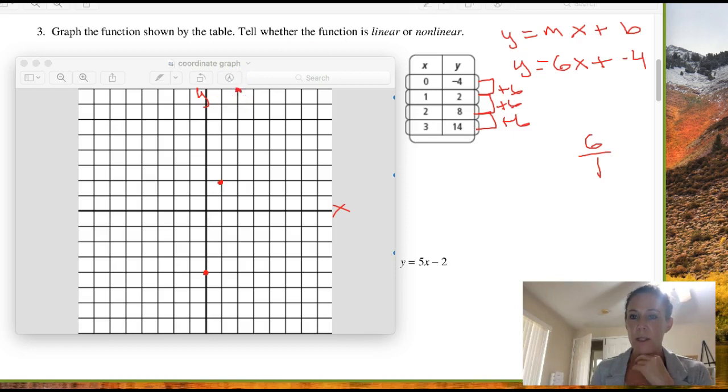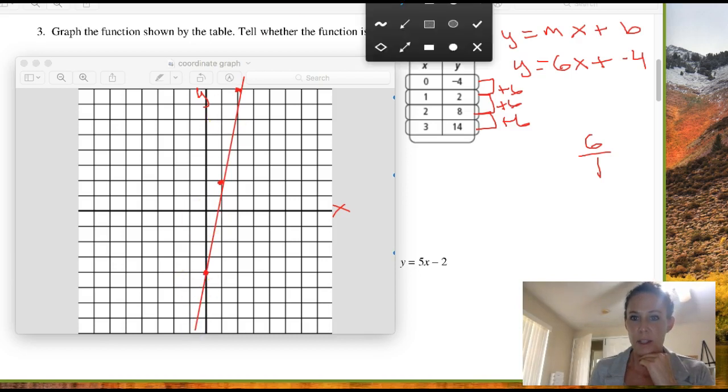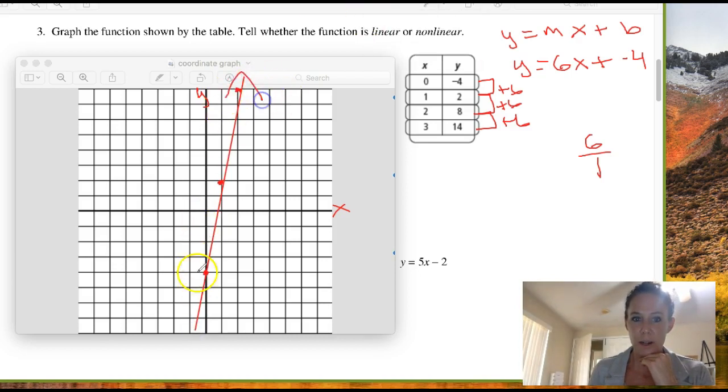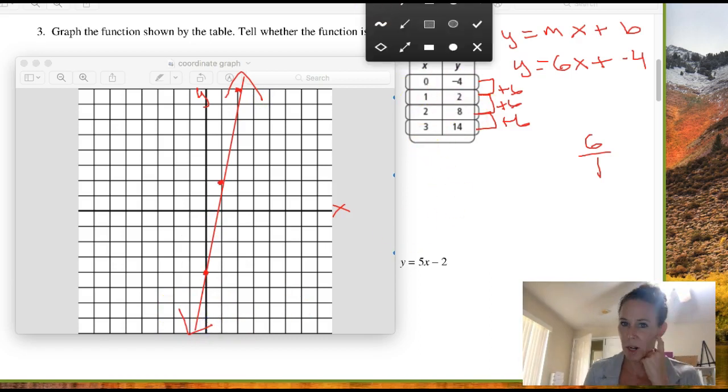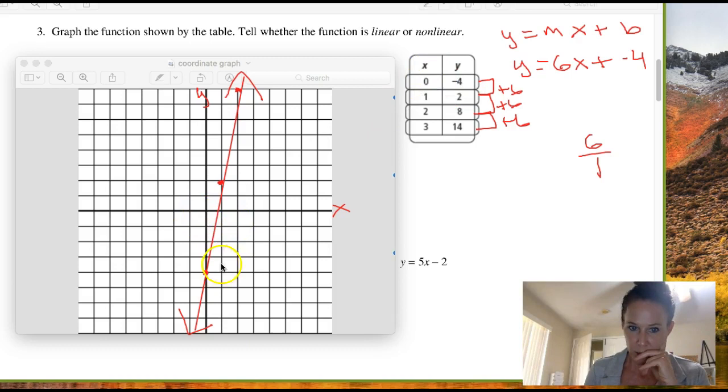Now I know this is linear because it has a common difference. And it also makes a line, which I didn't hit very well, but that's the gist of it. And make sure your line has arrows on top and bottom. Now if I were just to plot these points, you could also tell it's linear because I plot 0, -4, there it is. I plot 1 over 1 up 2, look, I hit it just doing my slope. I plot 2, 8. I go over 2, up 8. And then I plot 3, 14.